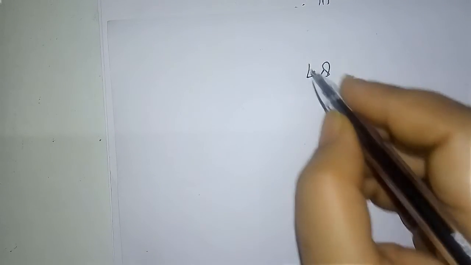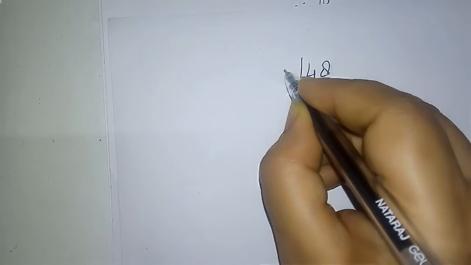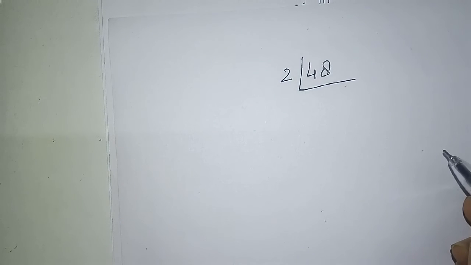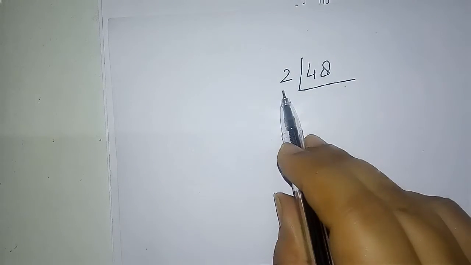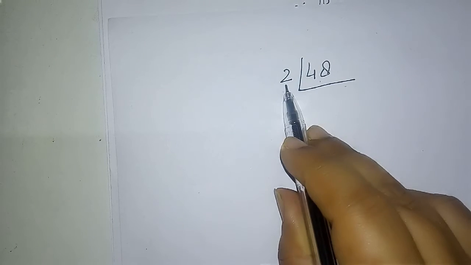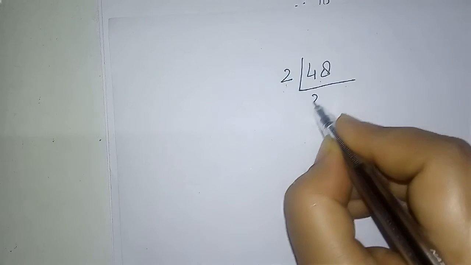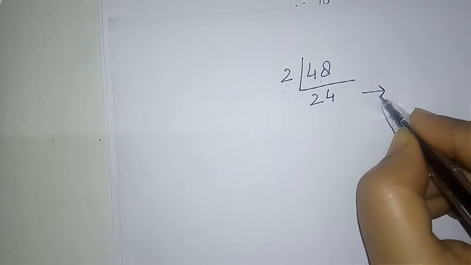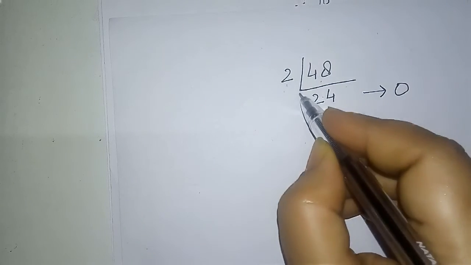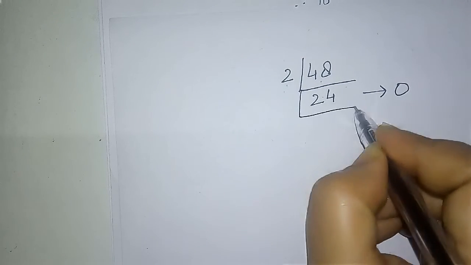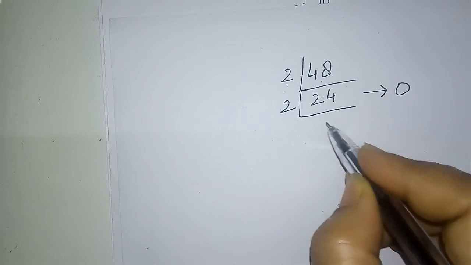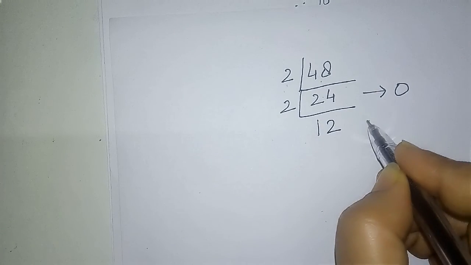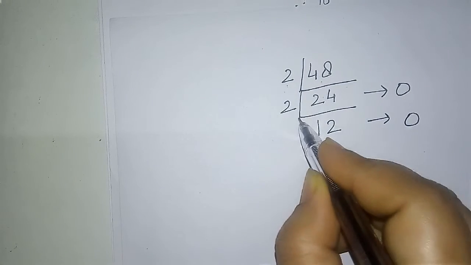For example, 48 is written over here. Now keep on dividing it by 2 till the quotient becomes 0. So 48 will be divided by 2, and we are going to have the number 24 over here, and we are going to separate out the remainder. The remainder is 0. Again, this quotient 24 is going to be divided by the base 2. So this is the quotient and the remainder is 0.